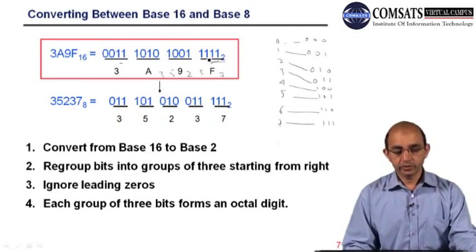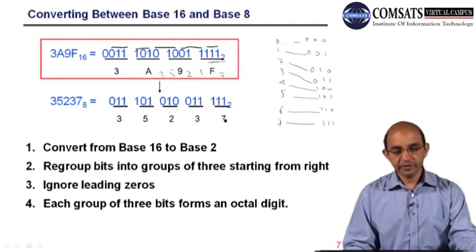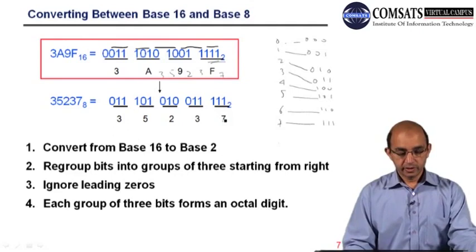We grouped those binary numbers into 3 bits each. So this is the first group, and then we have another 3 bits, another 3 bits, and another 3 bits. We can ignore this 0. So we have 1 2 3 4 5, a 5-digit octal number.